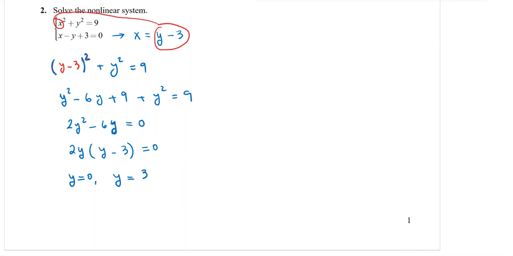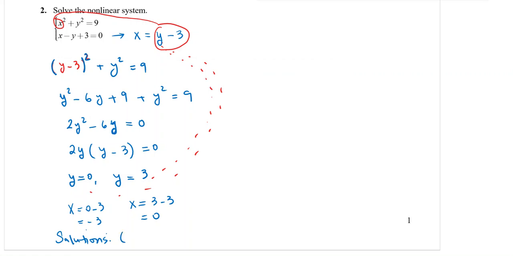So now we have to find the corresponding x's. And for that, we will just use our handy-dandy substitution formula. We'll plug in these values for y. So when y is 0, x is 0 minus 3, which is negative 3. When y is 3, x is 3 minus 3, which is 0. So our solutions are these ordered pairs. When y is 0, x is negative 3, so you have to write it like that. And when y is 3, x is 0.